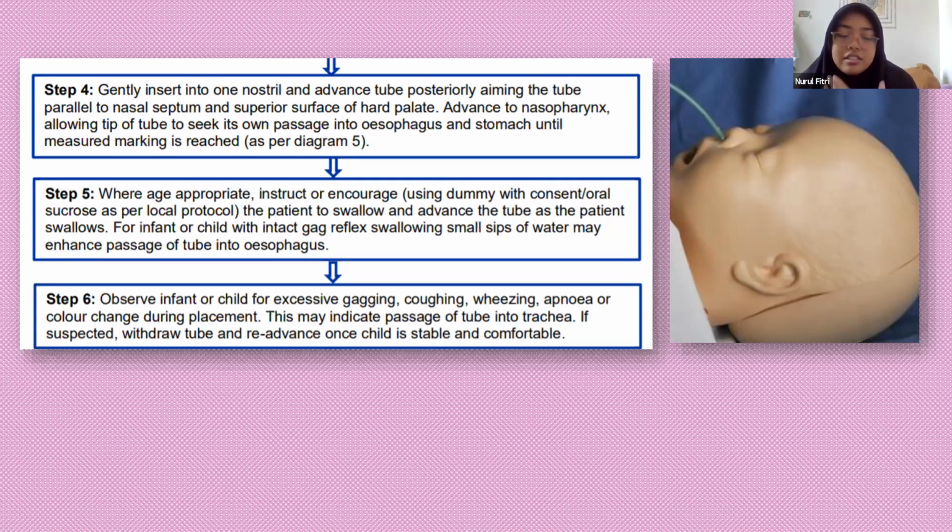And then for step 6, this is to prevent the complication, which is the misplacement of the nasogastric tube into the trachea. So we look for signs of misplacement, such as gagging and also respiratory distress. Next slide.